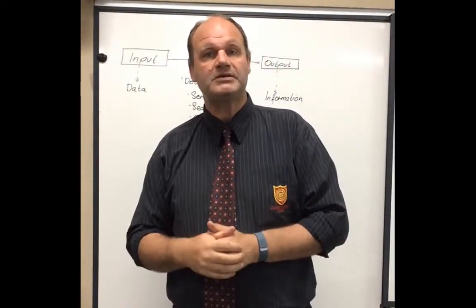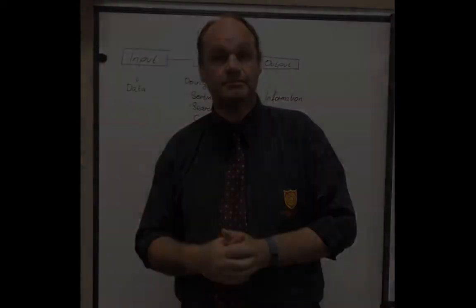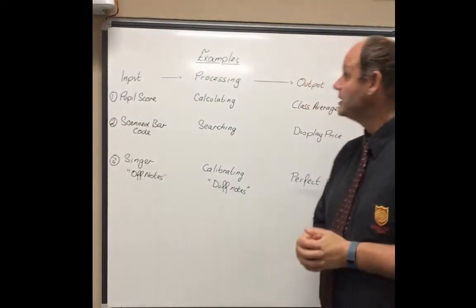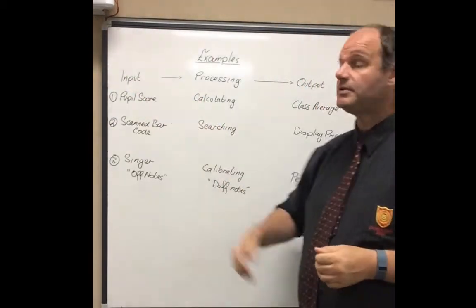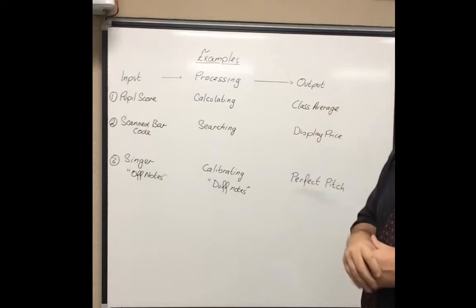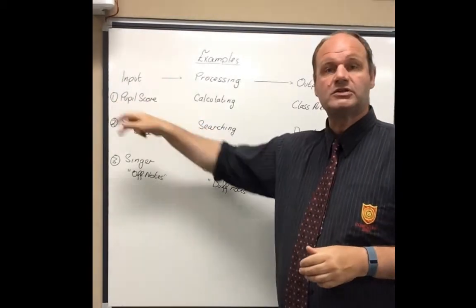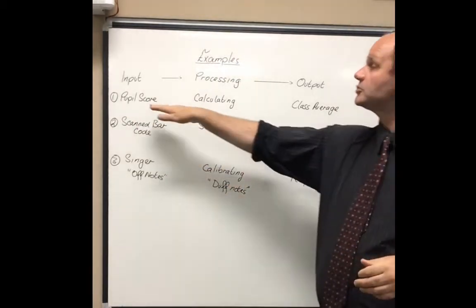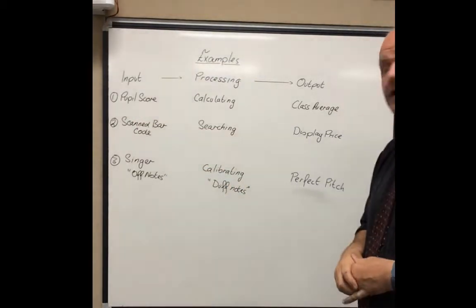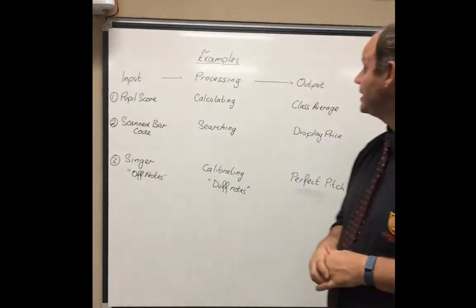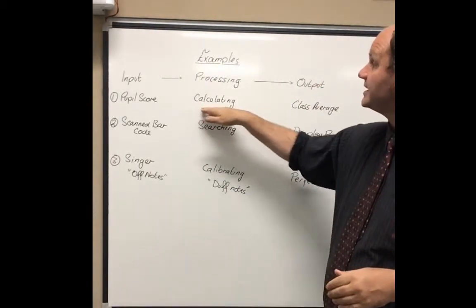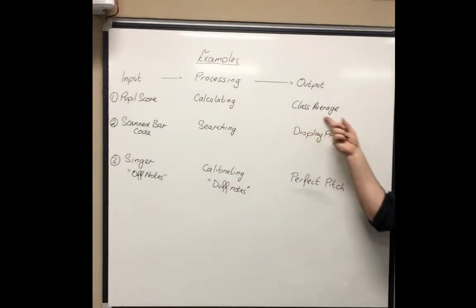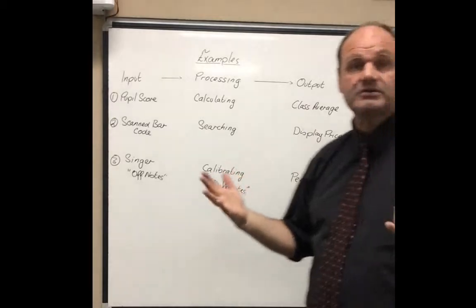So let's have a look at some examples about how this works. So here are our stages: input, processing and output. And here is one that we mentioned earlier, the idea of a pupil score. The pupil scores, or their test results, work is done on that data and calculating is done on that data to produce, say, a class average or anything else that we would want.